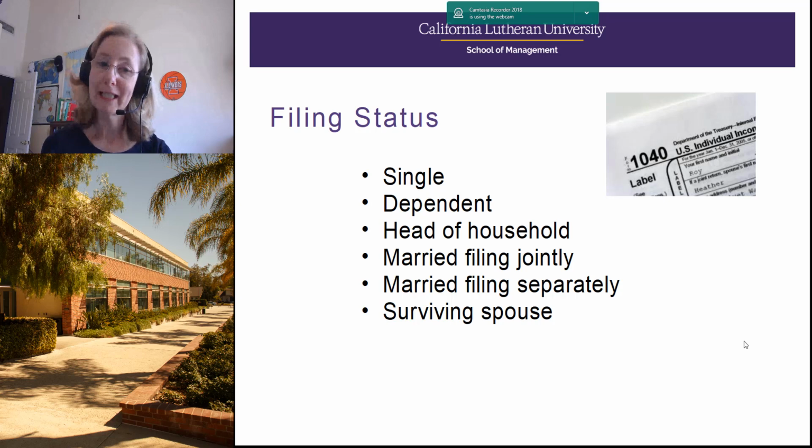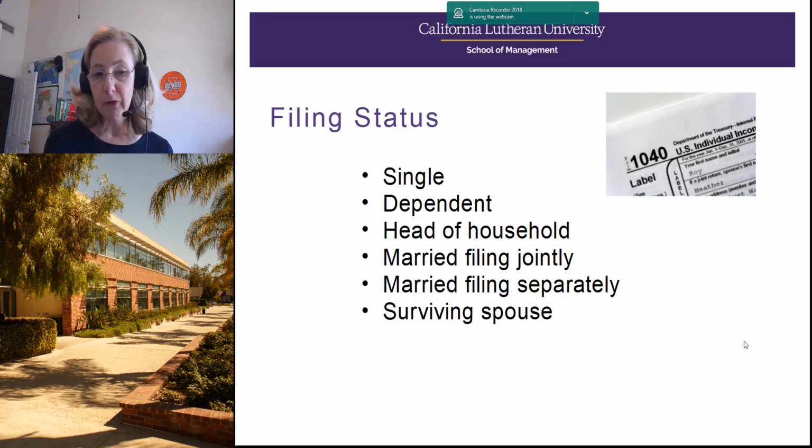Next, we'll talk about filing status. Now, we mentioned filing status in the income tax formula in the last lesson. Here you can see the various different filing statuses available to U.S. taxpayers. They include single, dependent of another, head of household, married filing jointly, married filing separately, and surviving spouse.